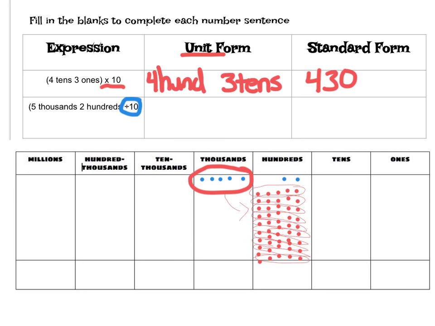So now I have 10 groups of 5. So 50 divided by 10 is 5. Okay? So now I'm going to also divide my 2 hundreds by 10. I want to do the same thing. I'm going to cash in my 2 hundreds for 20 tens. So if I have 20 tens, it's the same as 2 hundreds.